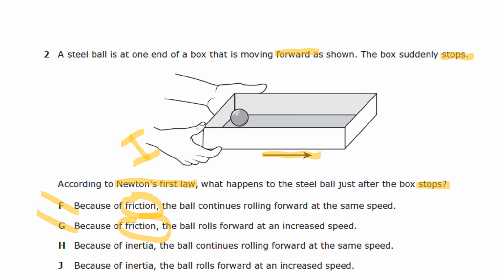Okay, welcome back. Because of inertia, which is what we want, that's the first law, the ball continues to roll forward at the same speed. Well, that's kind of what we described, right? But let's look at the other one to just make sure. Because of inertia, that's also correct, the ball rolls forward at an increasing speed. So the rule says straight line, constant speed. So what is constant? Is it forward at the same speed or increased speed? If you guessed same speed, then you're right. The answer is H. Let's try another.